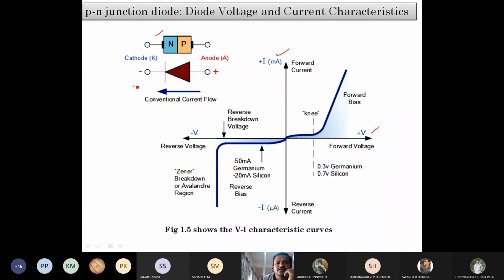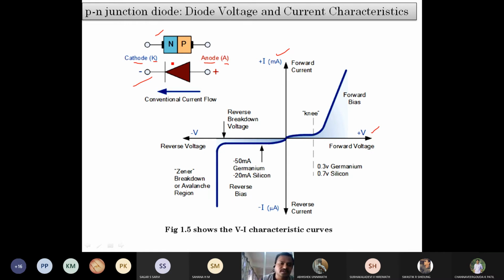So this is the PN junction, and in symbolic fashion, it has two terminals, anode and cathode. Once again, for anode we use the alphabet A, and for cathode the alphabet K. Anode and cathode labels are used for PCB designing.